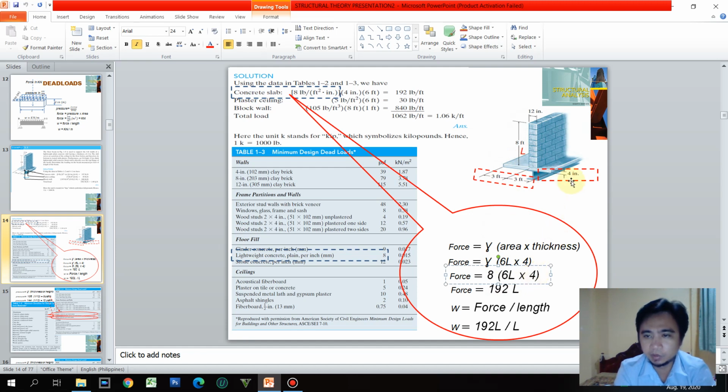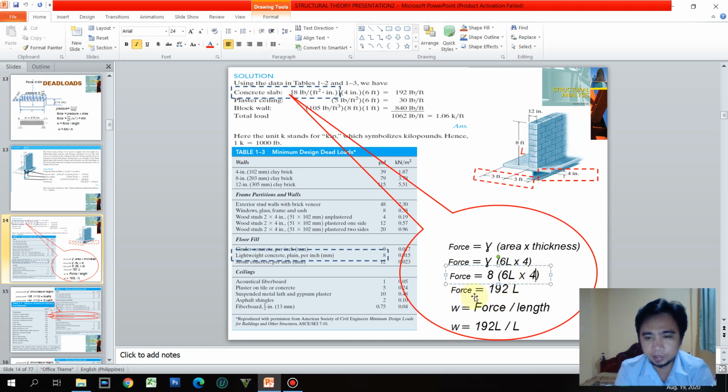Now you might ask, why is it that I have directly multiplied 4 here, not converting it to a certain feet unit? Because in this table, 8 is PSF per inch, so that you can directly multiply an inch unit for the thickness.